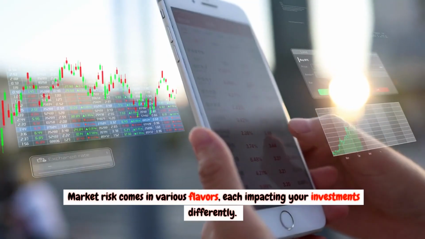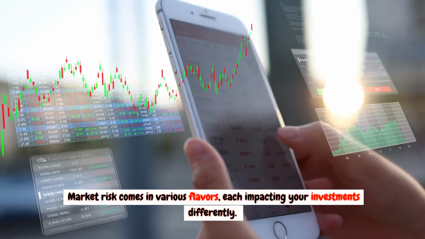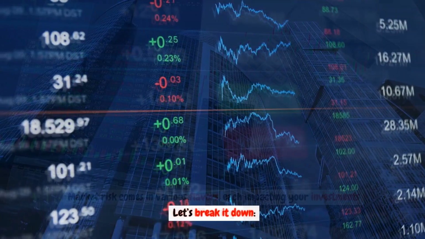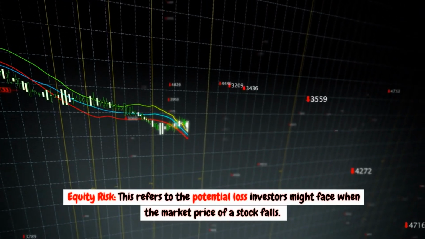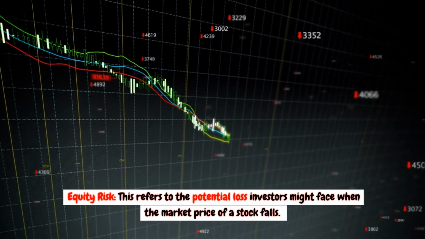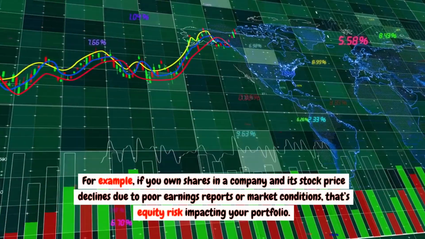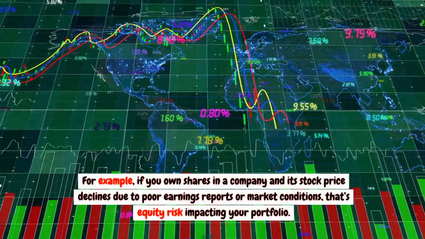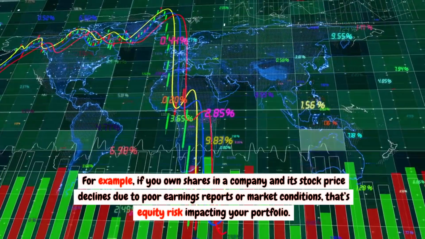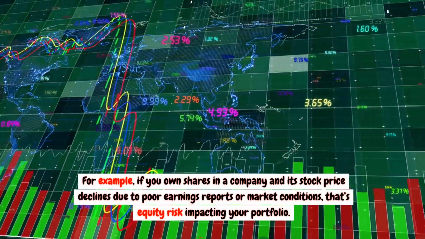Types of market risk. Market risk comes in various flavors, each impacting your investments differently. Let's break it down. Equity risk. This refers to the potential loss investors might face when the market price of a stock falls. For example, if you own shares in a company and its stock price declines due to poor earnings reports or market conditions, that's equity risk impacting your portfolio.